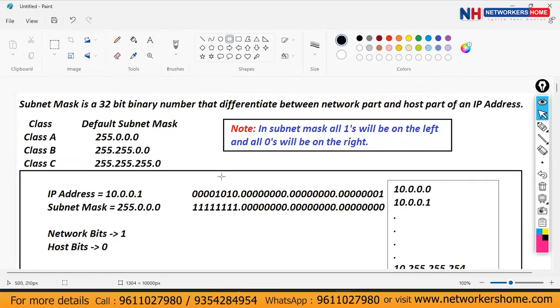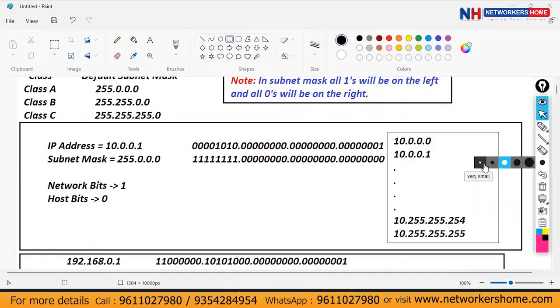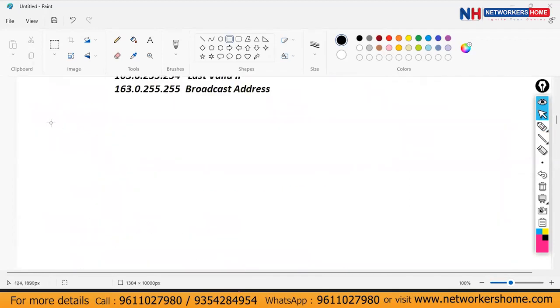This is clear. Now, looking at the subnet mask, can you tell me, in case of class A, how many network bits are there? 8 bits. If you see this subnet mask, there are 8 ones, meaning total 8 bits are for network. And how many bits are there for host? 24. What about class B? 16 and 16. What about class C? 24 for network and 8 for host. Clear? So this is also something you must note.